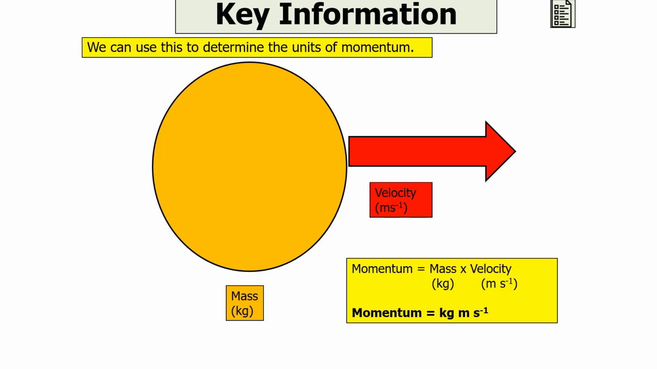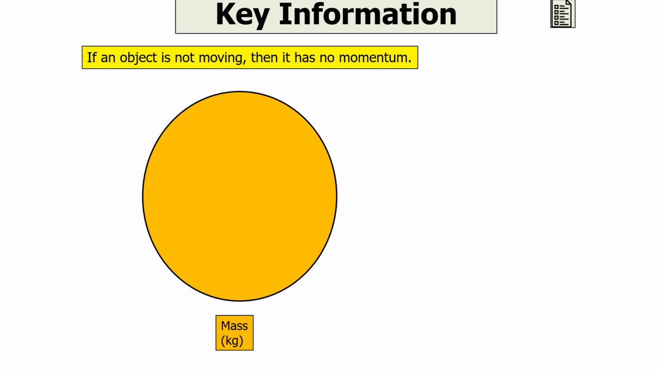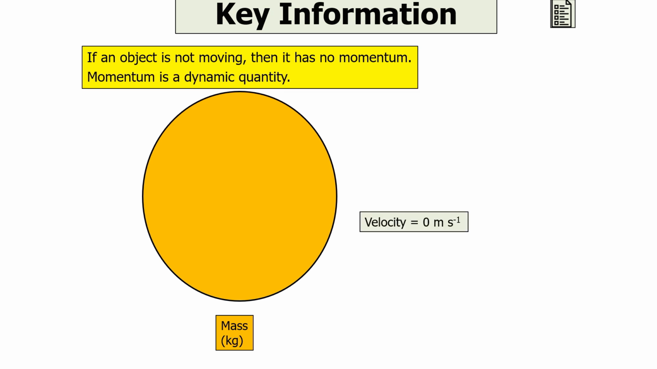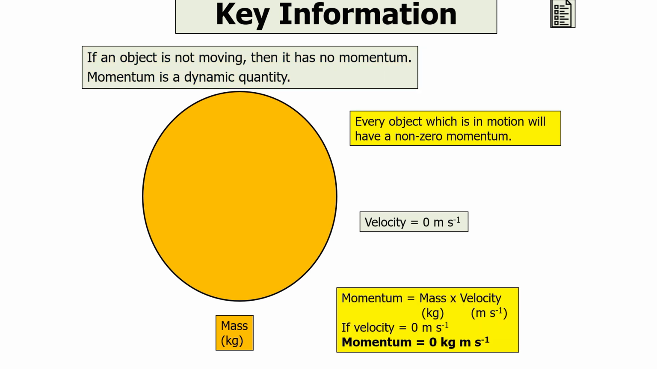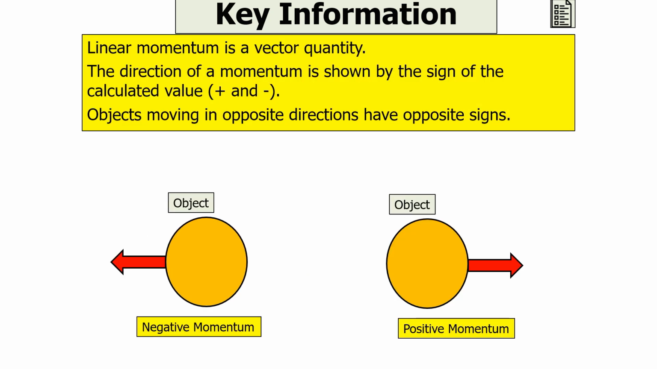Now, the units of linear momentum are kilogram meters per second. If an object is not moving, then it has no momentum. So we say momentum is a dynamic quantity. Every object which is in motion will have a non-zero momentum. An object which is stationary will have no momentum, because if velocity was zero, then momentum would equal zero.